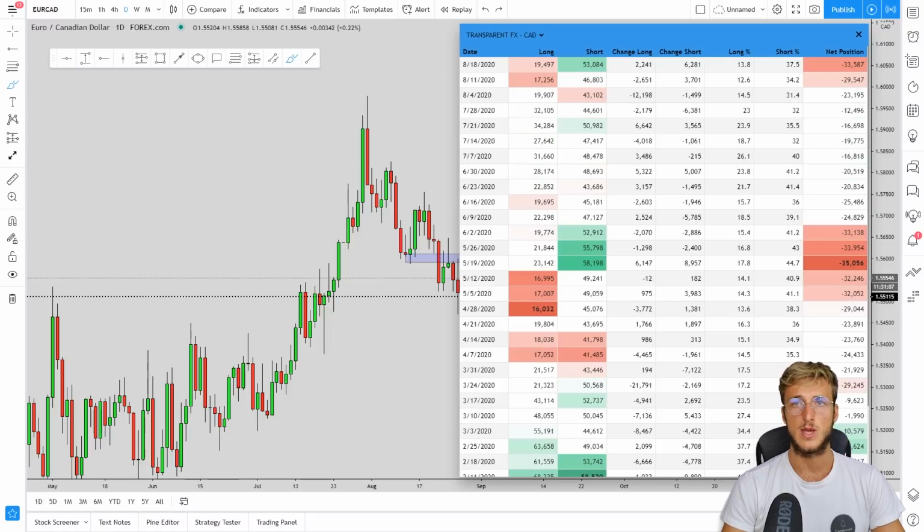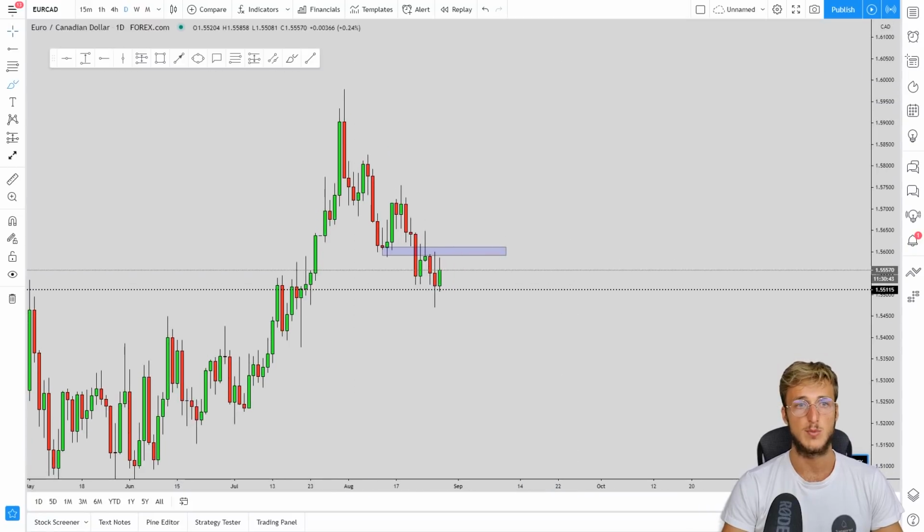And if we go and see what we have from a CAD perspective, we can see that with the last report, net positions decreased from minus 29k to minus 33k, with another 6.2k shorts getting added, bringing the short exposure at 37%, long exposure at 13%, longs at 19k, shorts at 53k. So CAD weak, euro strong. What can we expect? A move to the upside.